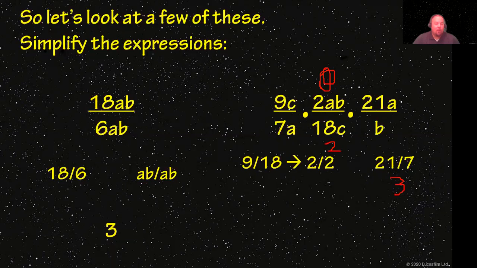But now I have to look and see, well, what variables will it be? Well, the variables that cancel out: A cancels with A, B cancels with B, C cancels with C. So that's going to leave us that 1A. So we had a 3 and we had A. We put those together, and that's our answer to this one. 3A is the answer to that one.